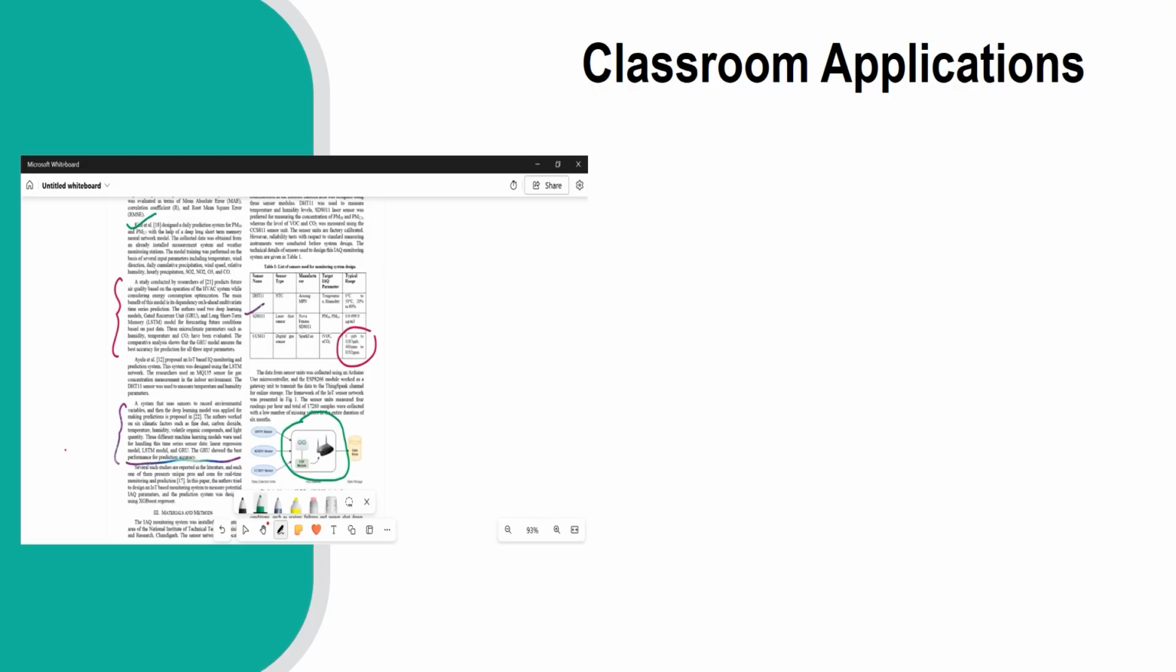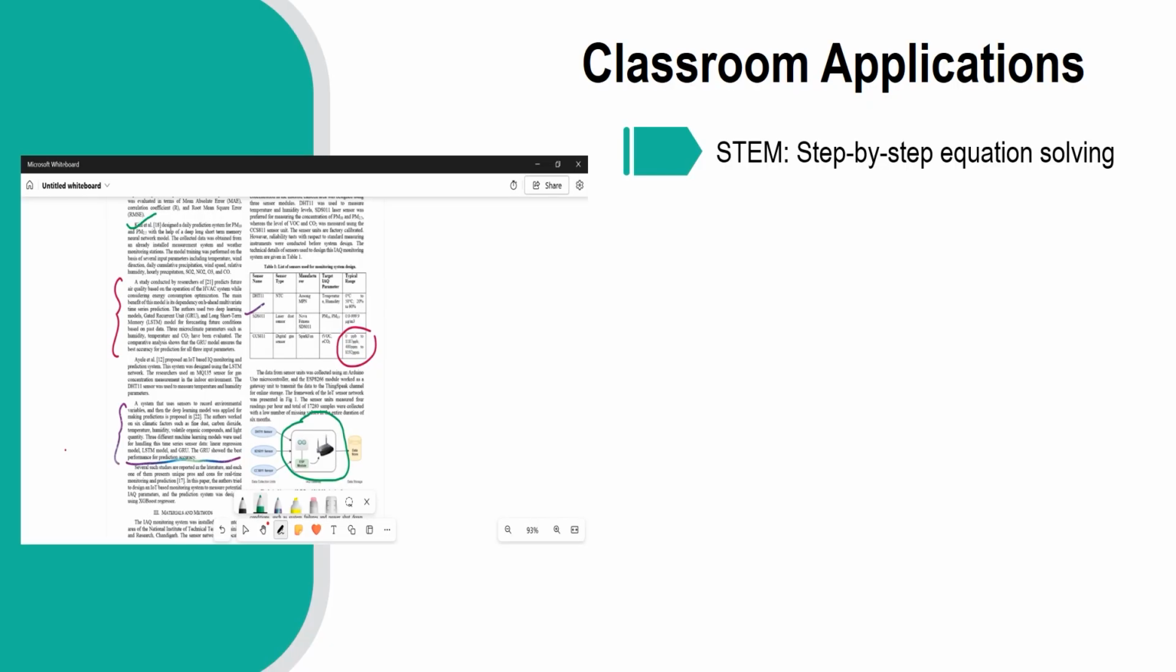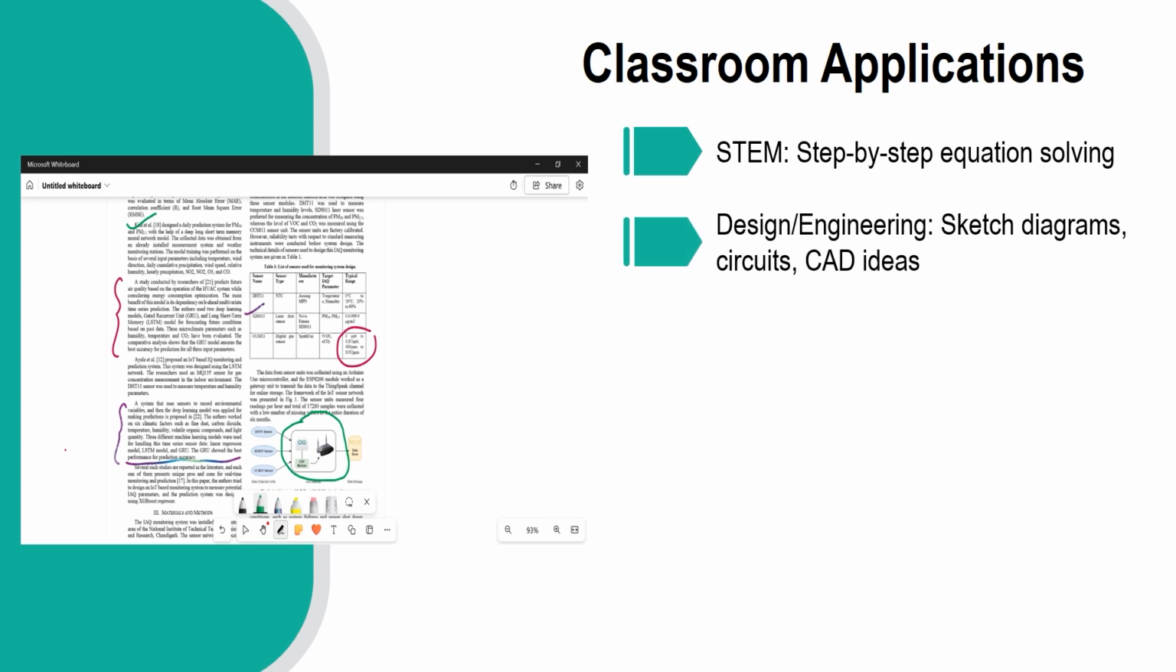It offers you plenty of classroom applications. If we talk about some of the biggest strengths of this whiteboard tool and how it can be useful for higher education and teaching learning, we can talk about the STEM classes where this Microsoft Whiteboard tool can be utilized for solving equations step by step by using digital ink. It allows you to design and engineer various sketch diagrams, circuits, and CAD ideas collaboratively with your students.